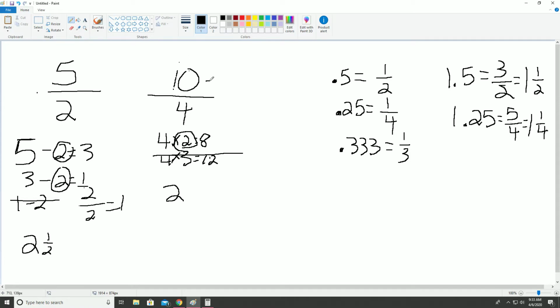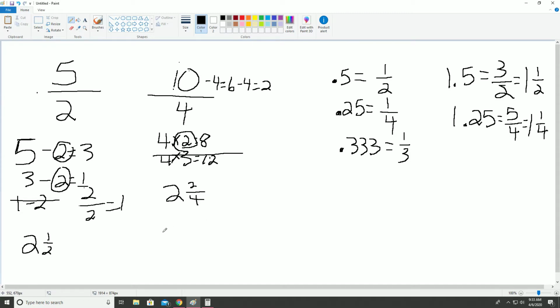If I say 10 minus 4 equals 6, and then 6 minus 4, see, I'm pulling a 4 out, and then I'm pulling another 4 out. That's going to leave me with 2. So that's going to leave me with 2 in my numerator. And remember, I still have 4 in my denominator.